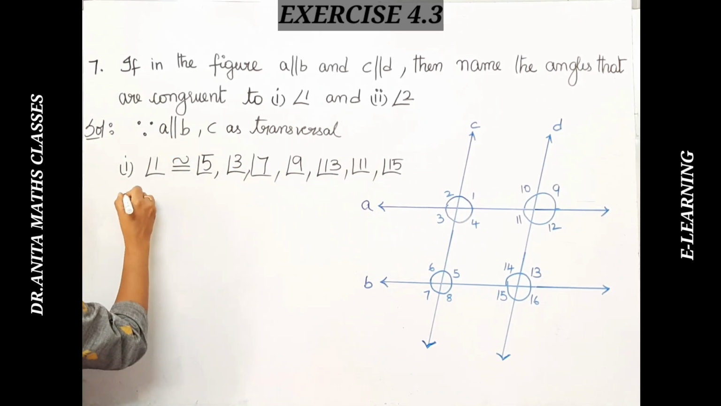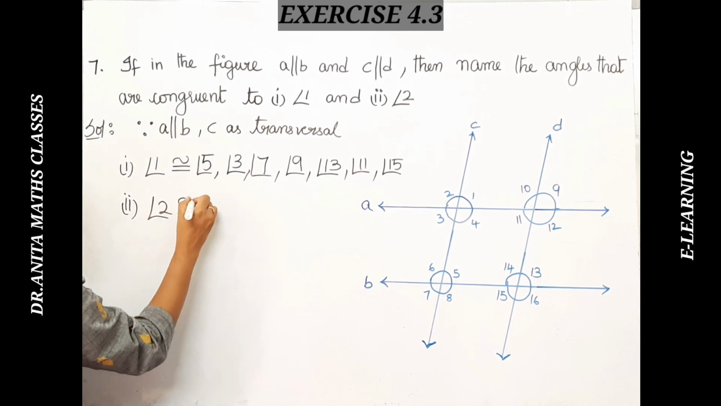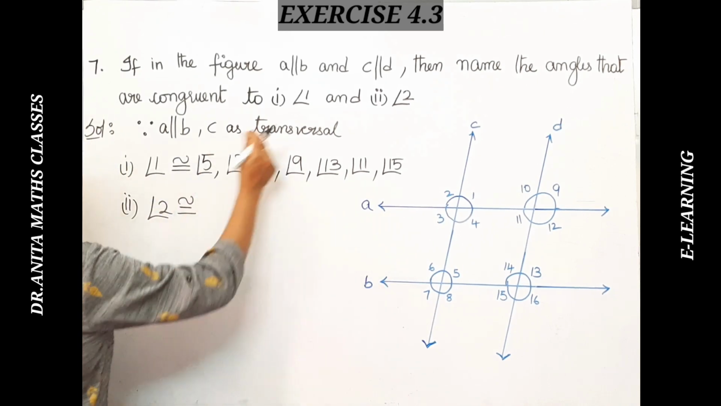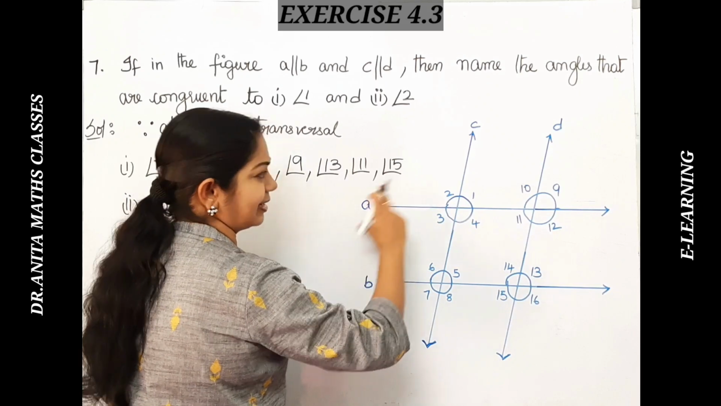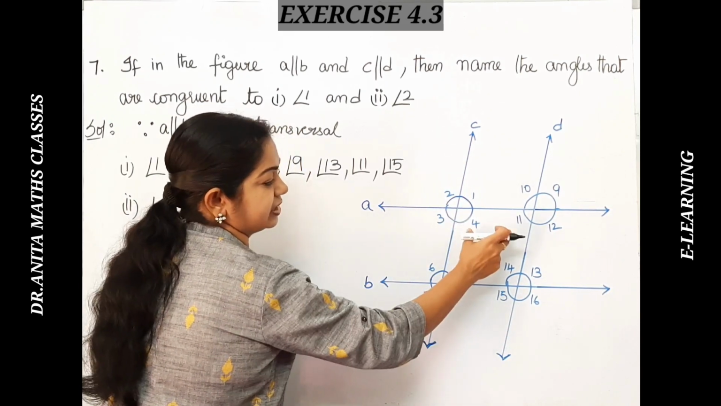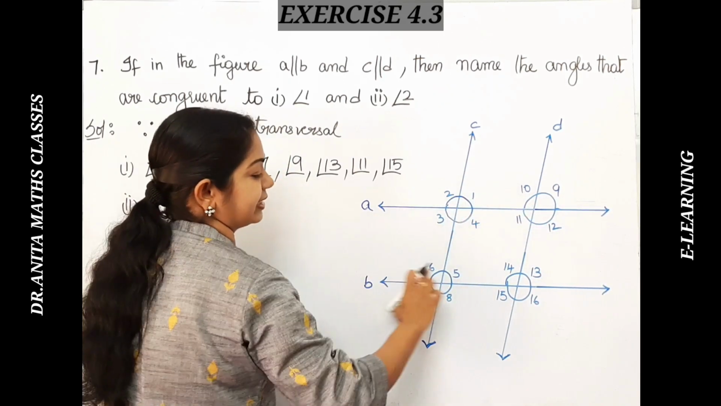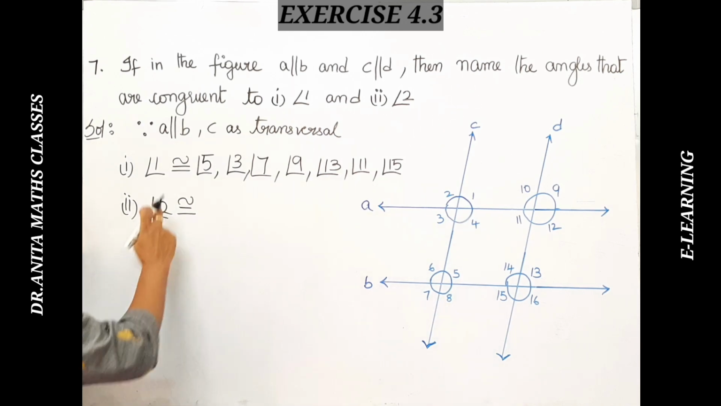So let us take angle 1, let us take angle 2. Angle 2, which are all congruent, let us see. For C, now consider angle 2. Here we know that these two are parallel, this is a transversal, and these two are parallel, this is a transversal. Likewise, all these sets are parallel and one is the transversal. From there we will consider angle 2.